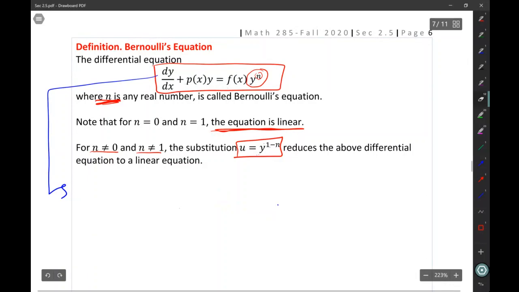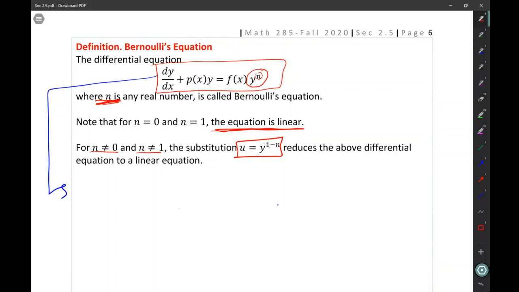Now, how can we solve the Bernoulli equation? Let us repeat the procedure of solving it. The first thing is to rewrite the equation in its standard form. This is the standard form of the Bernoulli equation, which means the coefficient of dy/dx should be 1.